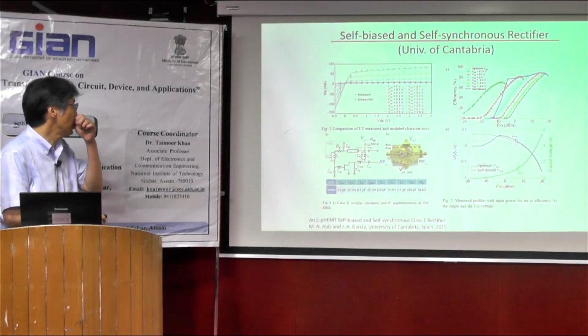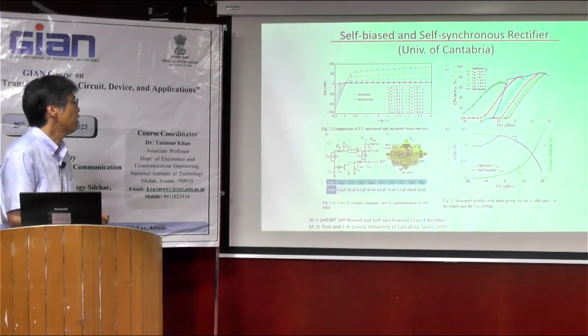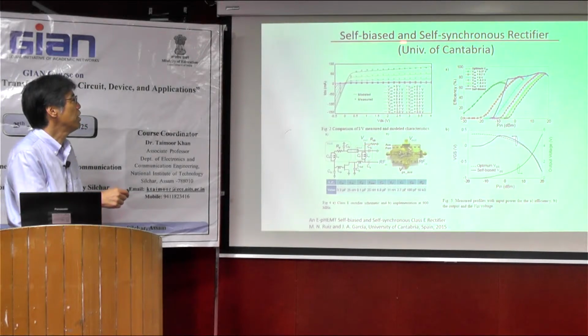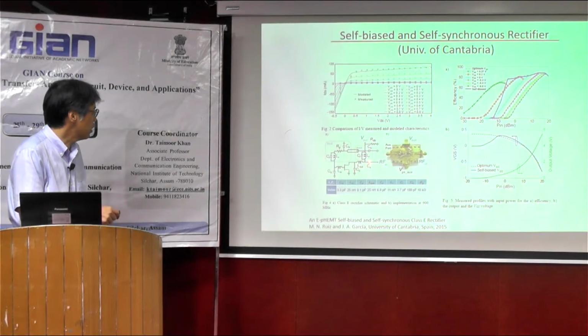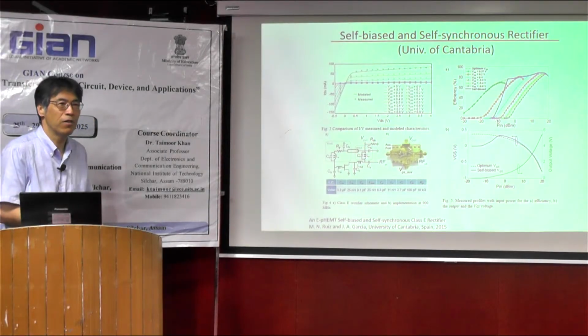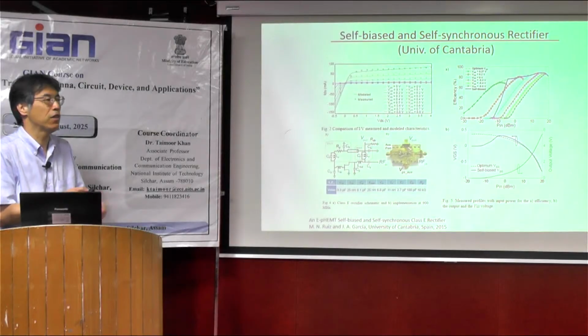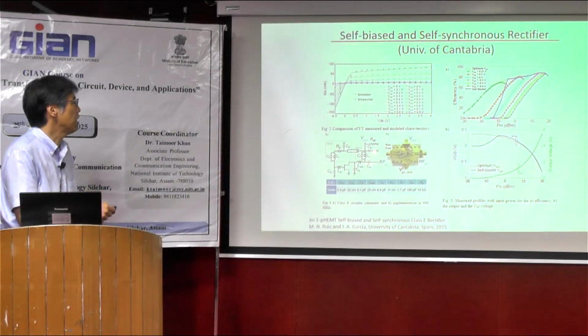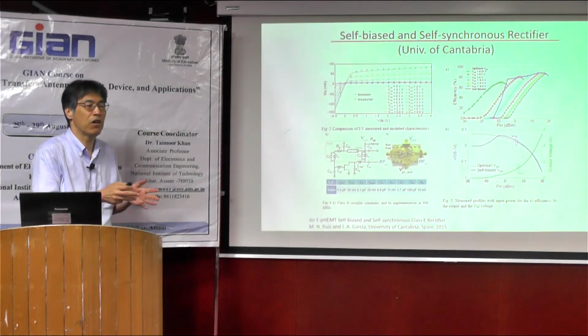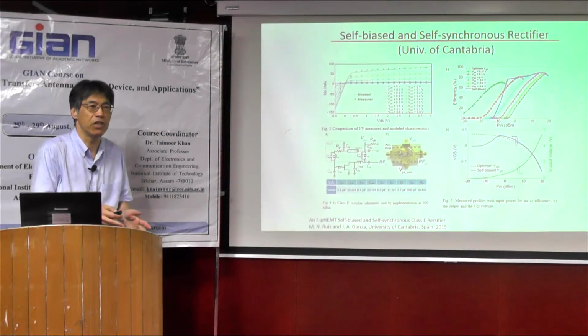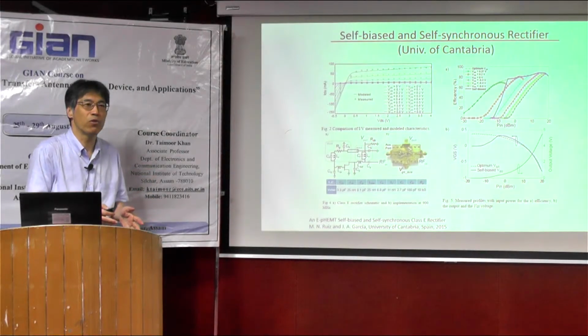So this is the same circuit as the class E rectifier, but they use a self-bias and self-synchronized rectifier. They use feedback of the rectified direct current, and as a result, a self-bias voltage is applied to the rectifier, and we can overcome the junction voltage and, at last, efficiency increases.